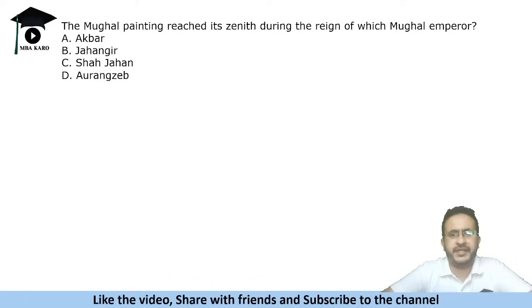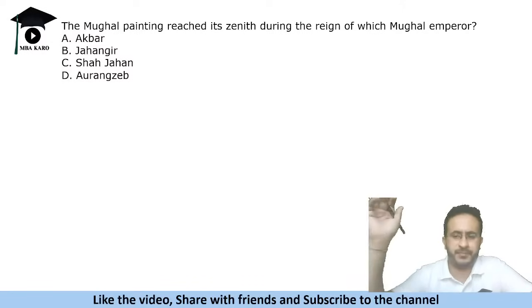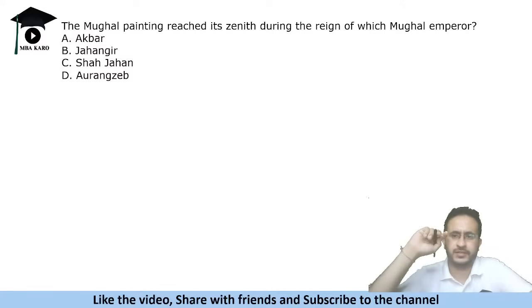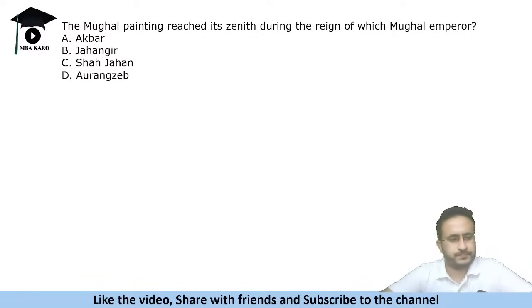The Mughal painting reached its zenith during the reign of which Mughal emperor? अभी थोड़ा हिस्ट्री का कल्चरल एस्पेक्ट आ गया. So the Mughal paintings reached the peak. Zenith means peak. You can at least answer.